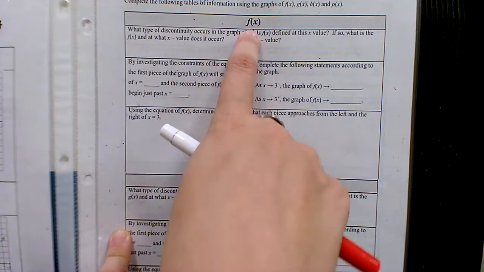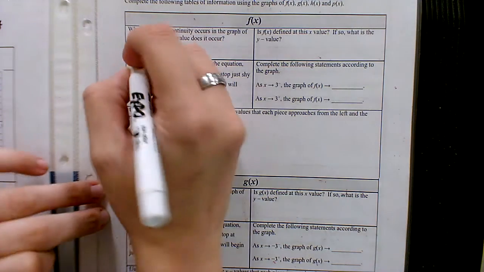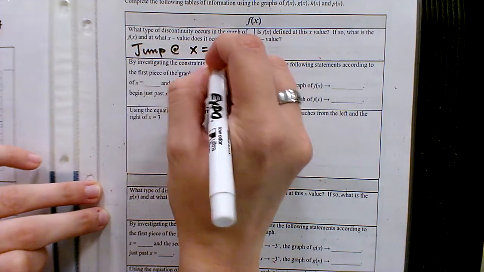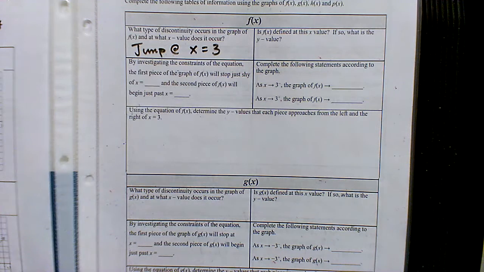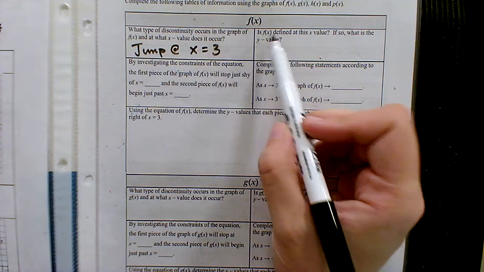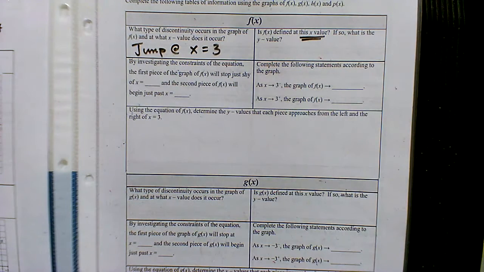So taking a look at the F graph, what type of discontinuity did we say it had, and where was it? Jump at the x equals 3 value. We're looking at the F graph, top left-hand graph on the other page. Is the function defined at that x equals 3 value? No. How can you tell?